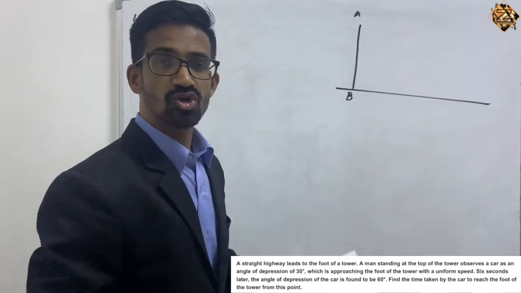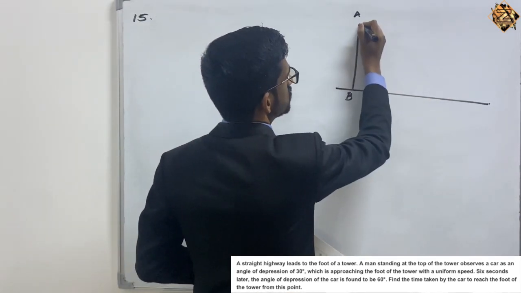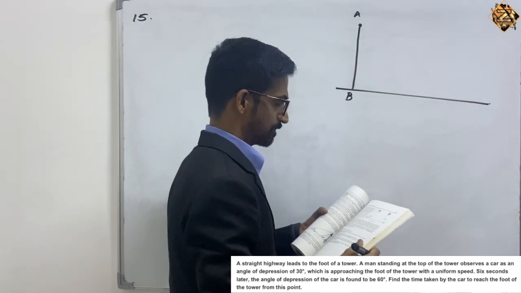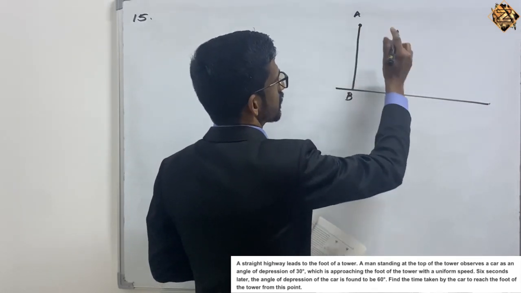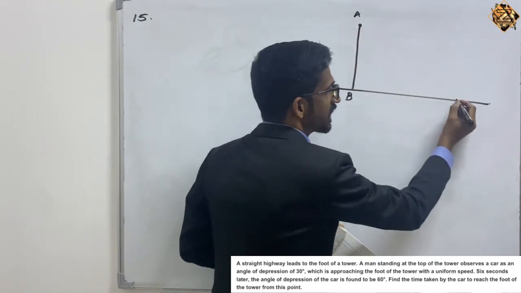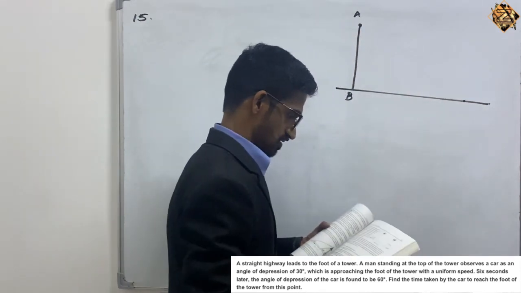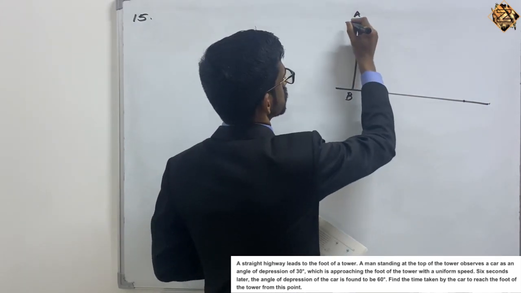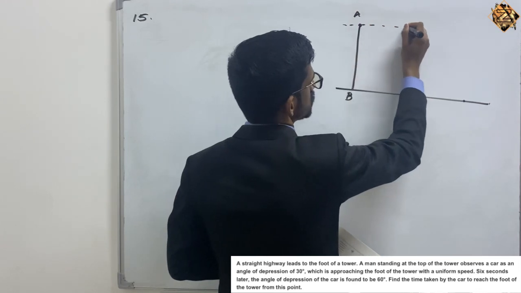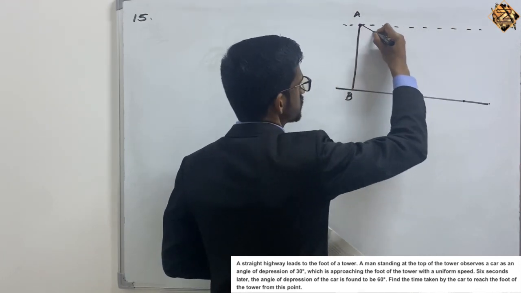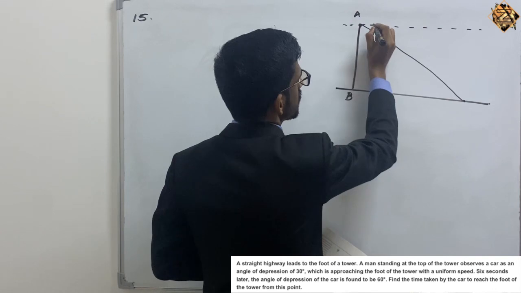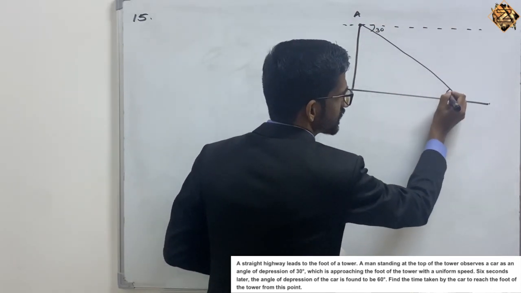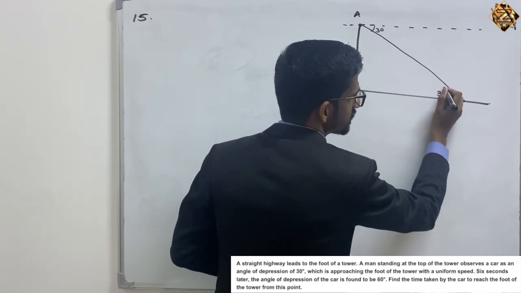A man standing at the top of the tower observes a car at the angle of depression of 30 degrees. So here, since it is the angle of depression, we will draw an imaginary line. From this point, the man observes the car at an angle of depression of 30 degrees. Since the lines are parallel, the alternate angles will be equal. So here we can take it as 30 degrees.